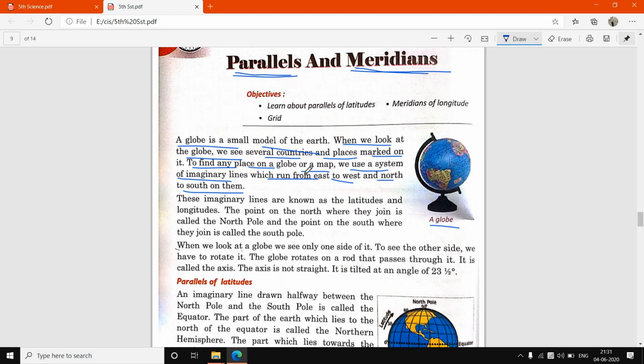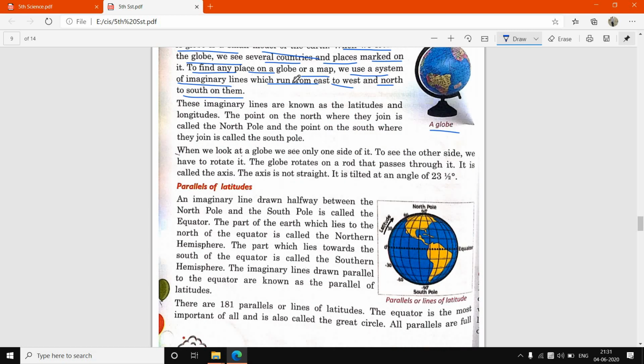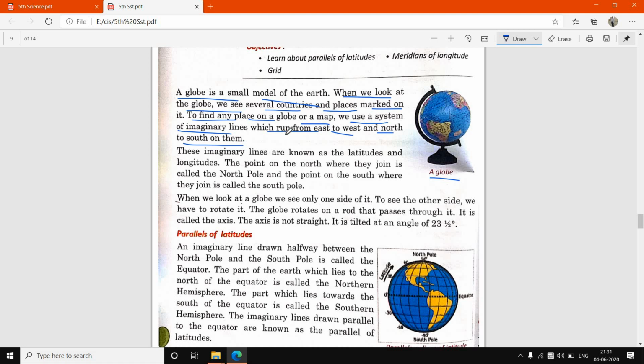These are our countries. Now we will put imaginary lines which run from east to west and north to south on these globes. These imaginary lines are known as latitudes and longitudes. So this is the definition of latitude and longitude. You have to write the definition of latitude and longitude. I will tell you from where to where you have to write it. You have to write the definition from here to here.